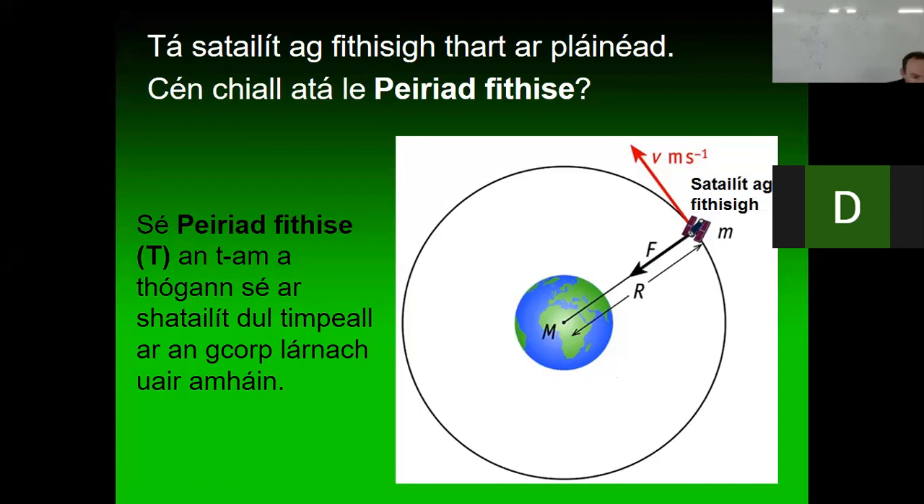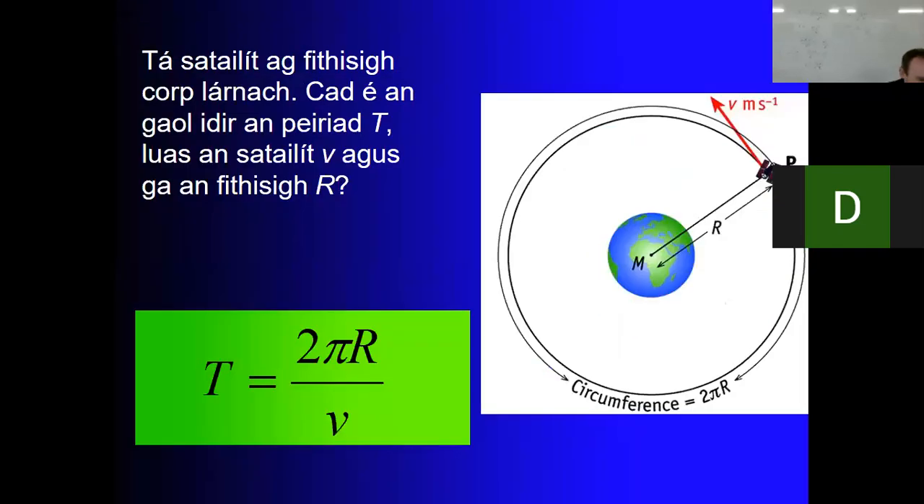Now, the period of an orbit is the time for one full orbit. Speed equals distance over time, so the period T is equal to 2 pi r over v, where the satellite goes around a circle of circumference 2 pi r at speed v.